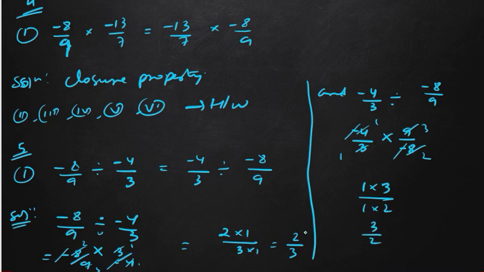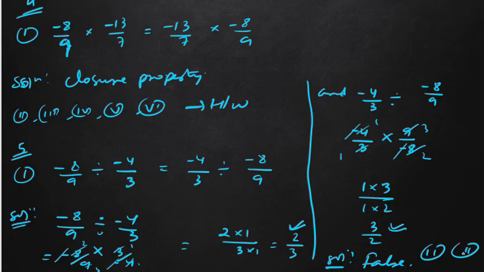Both are different. On the left side we got 2 by 3, whereas on the right side we got 3 by 2. So is the statement true? The solution is that the statement is false. Like this you have to do questions number 2 and 3. This will be homework. Question number 6 is also the same, so take 6 as homework.